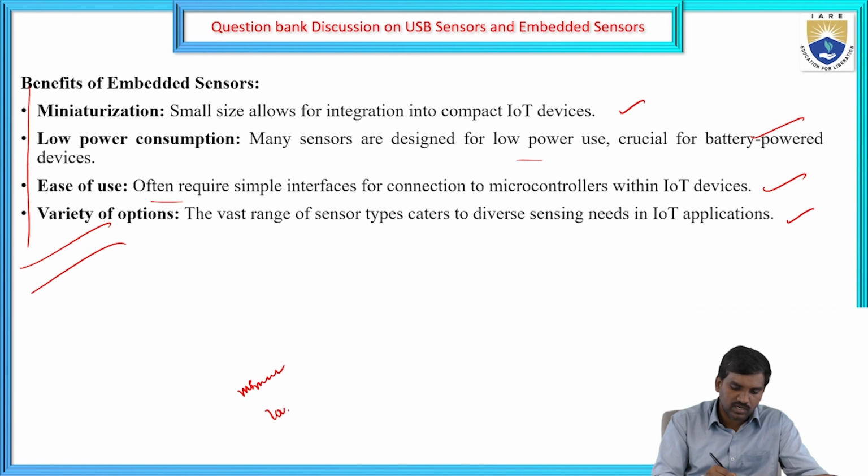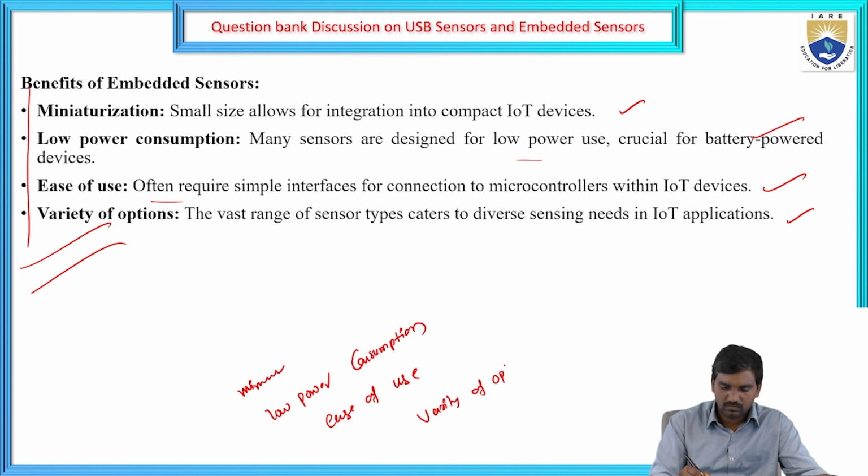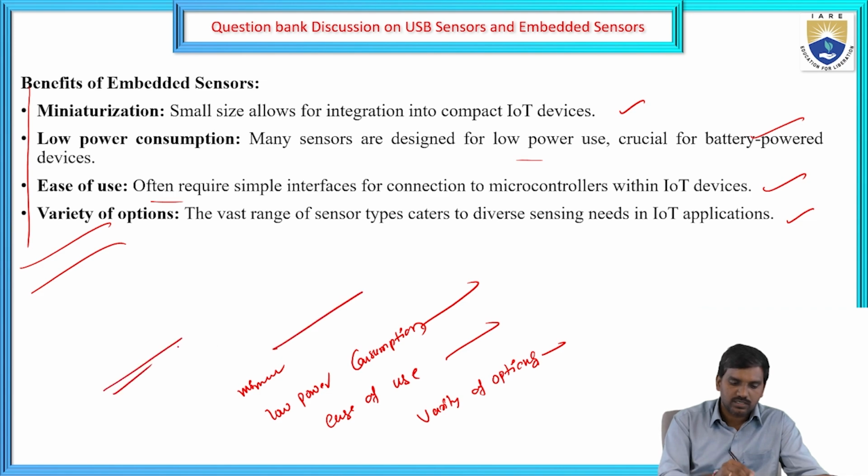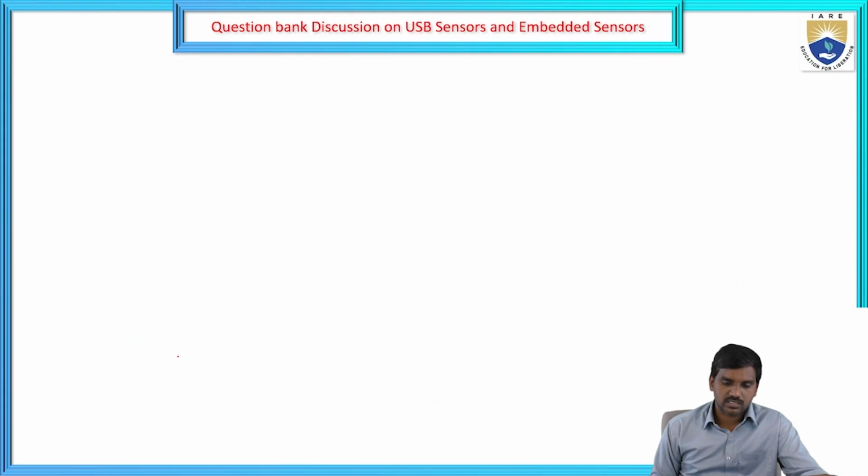Miniaturization, low power consumption, ease of use, and variety of options. So these are the benefits of embedded sensors in IoT.